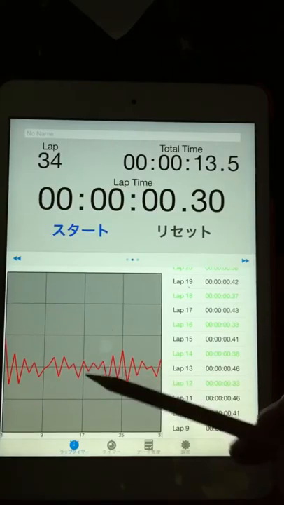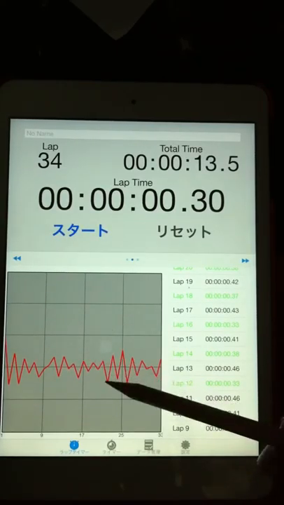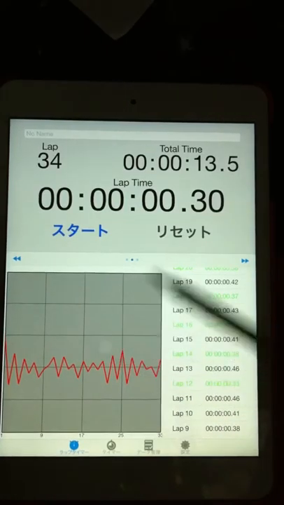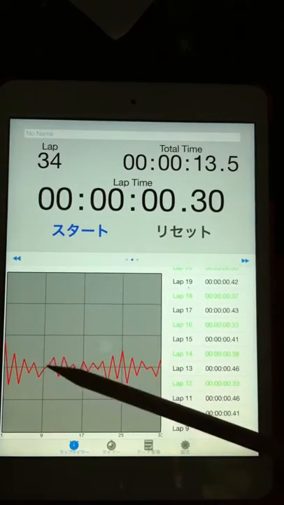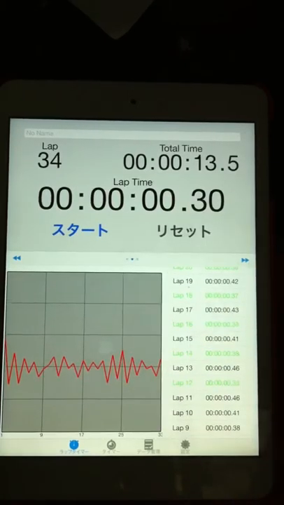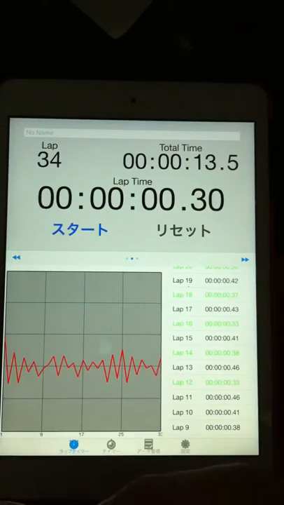Normal, moderate, normal bounce. So this part is a specific part, reverse bounce. Let's listen.